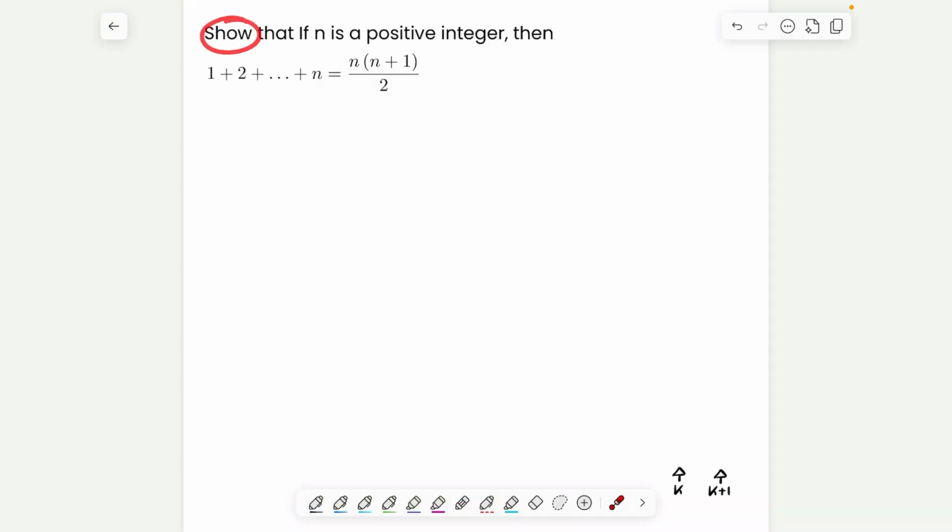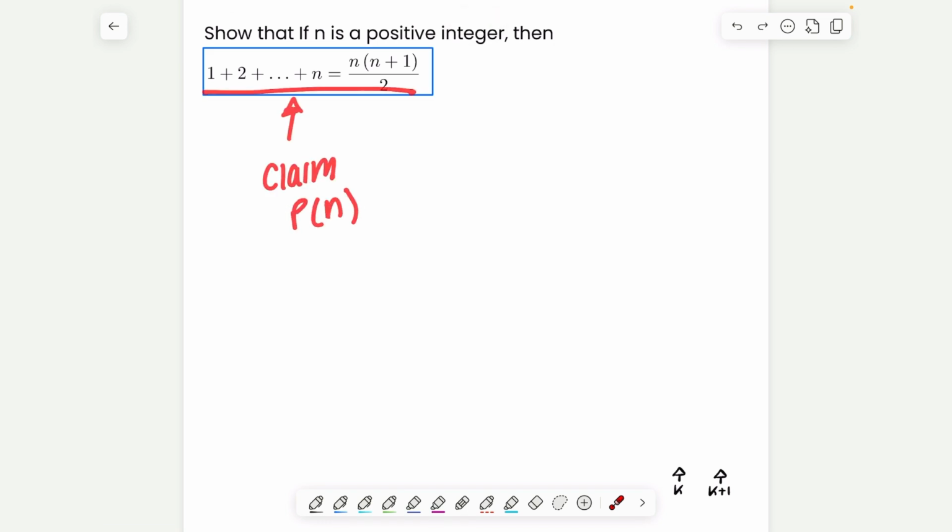We're told to show or prove that if n is a positive integer, like 1, like 2, like 3, and so on, then this is true. Now this is what we call our claim, or our P of n. So this is a proposition because it could either be true or false, but it's a proposition that depends on what the n value is.